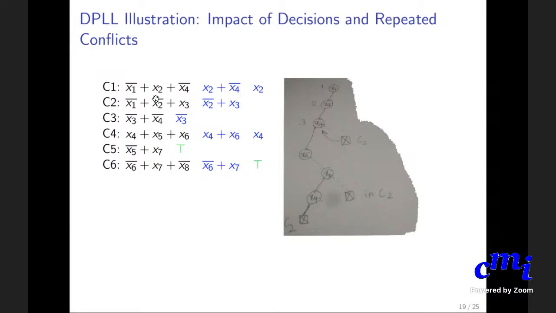Even if you made wrong decisions, the question is, here I'm not learning anything from this conflict, about what and why led to that conflict. If I could learn something from that conflict, can I avoid it? This is a kind of repeated conflict. It turns out in this case, once you make a decision 1 on x1, x4 can never be 0.